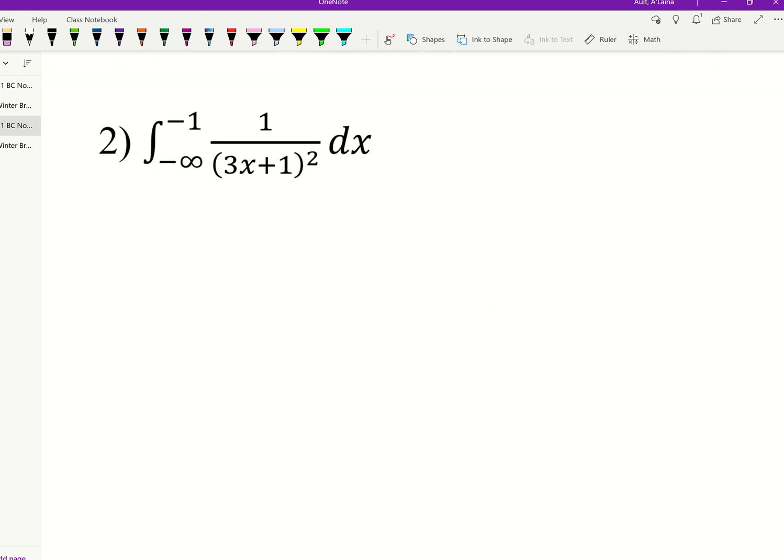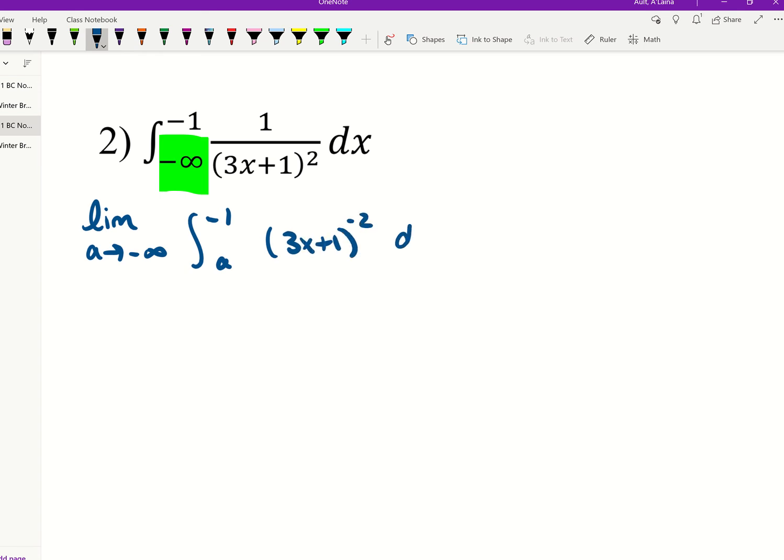It's very similar to the last one. This one also has a discontinuity. This discontinuity is at -1/3, which is not in my interval. So I'm going to go ahead and proceed by noticing that this is what causes a problem, is this lower limit of -infinity. So I'm going to write this as, I'm going to replace that with a. And I want the limit as a approaches -infinity of -1 over a. And then this would be 3x plus 1 to the power of -2 dx.